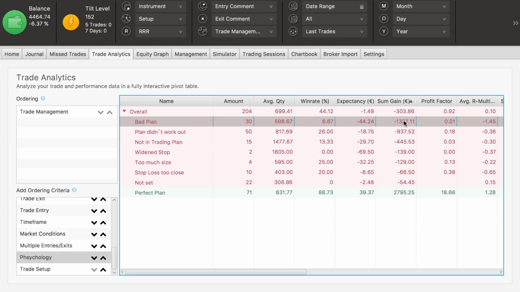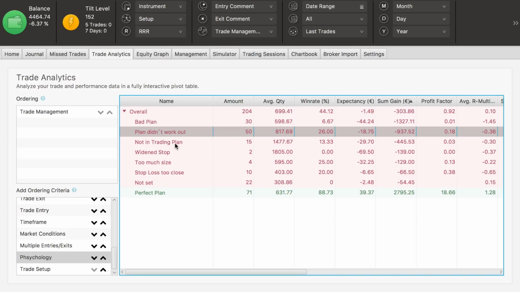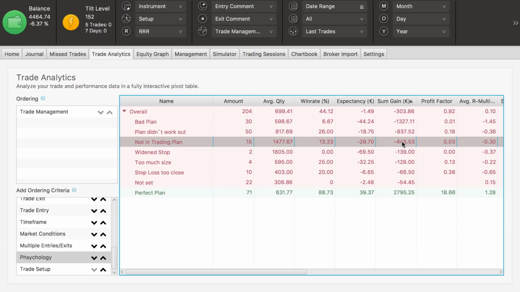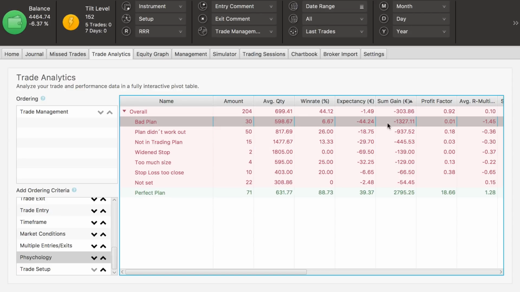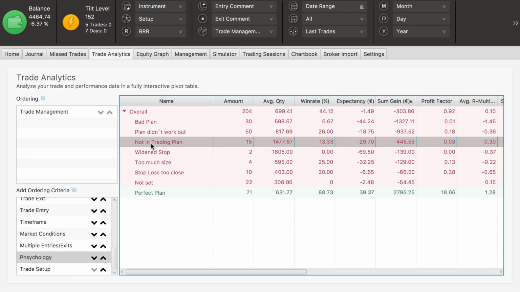But as well, when we look here at the trades, bad plan or not in trading plan, when the trading plan did not work out, that's not something to worry too much about if the other parameters around that are not too worrying. You can see he has taken a lot of trades based on that. The expectancy is moderately low, but here those two really stand out. Not in trading plan: sum of gain minus 400, expectancy is quite high. But this one here, especially bad plan, minus 1,327, expectancy is quite huge here on the negative side. So those are the things that, again, he should really focus on, improving the quality of his trading.